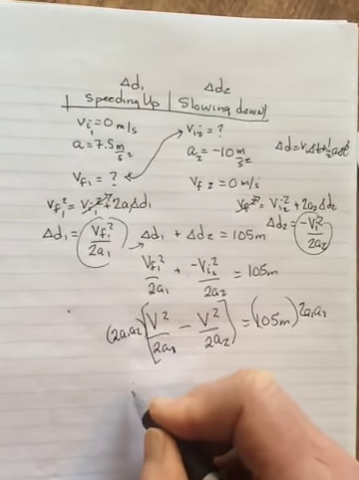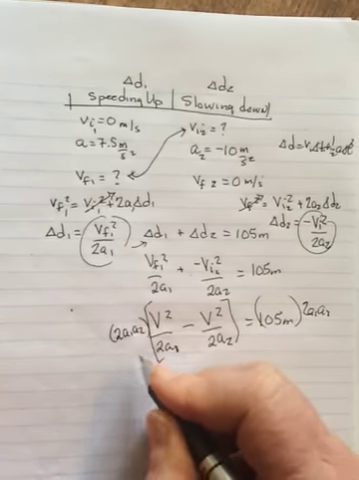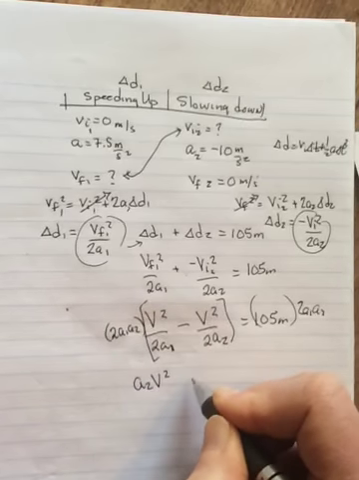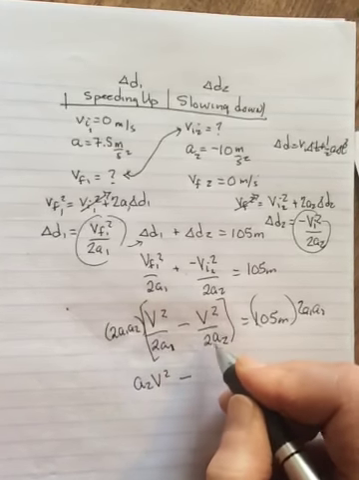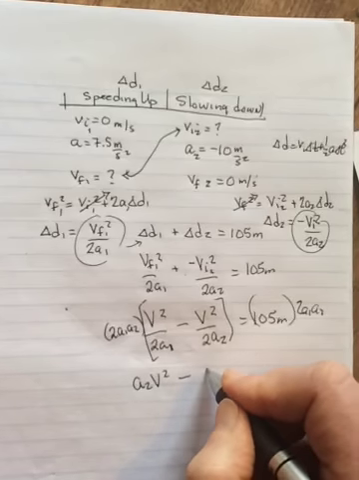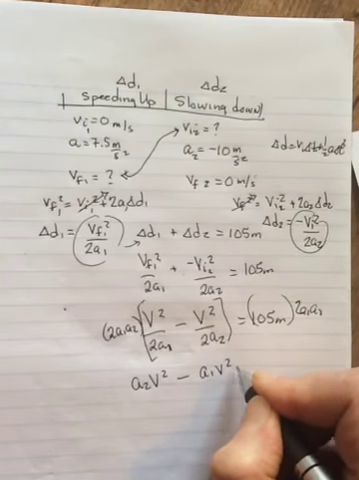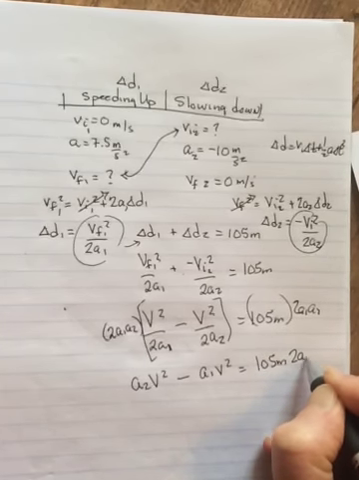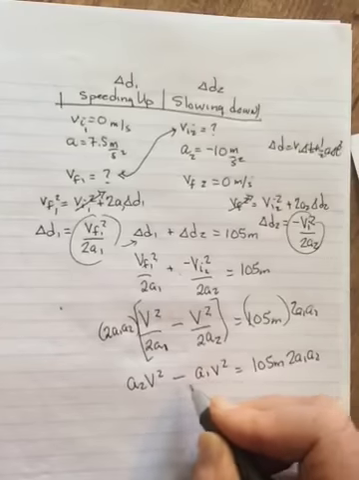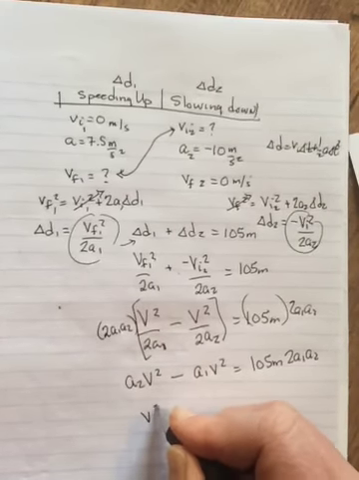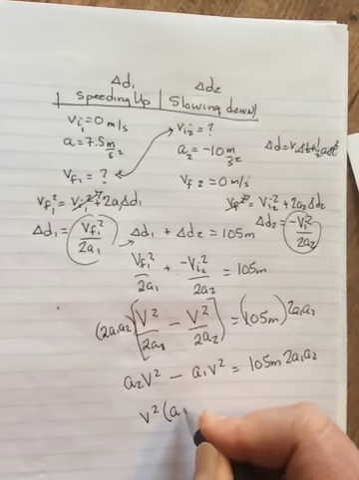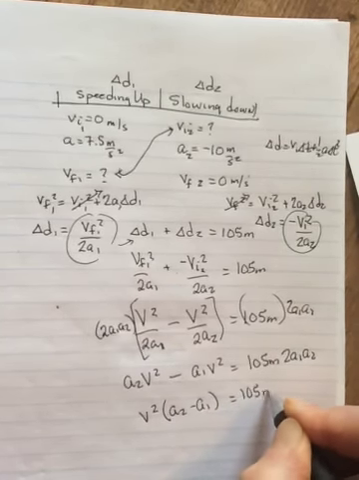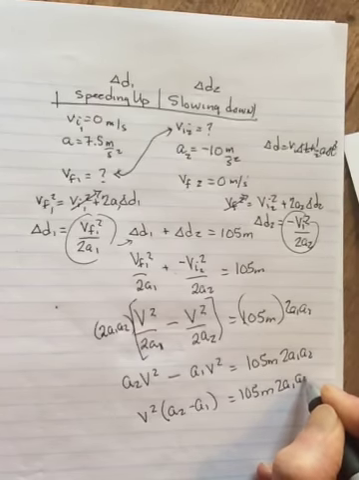Okay, so when I multiply the first term by 2A1A2, the 2 and A1 cancel out, and I'm left with A2V squared. When I multiply the second term by 2A1A2, the 2A2 cancels out, I'm left with A1V squared. And on this side, I have 105 meters times 2A1A2. What is it I don't know? I don't know V, so pull it out. And so it becomes V squared times A2 minus A1 is equal to 105 meters times 2A1A2.